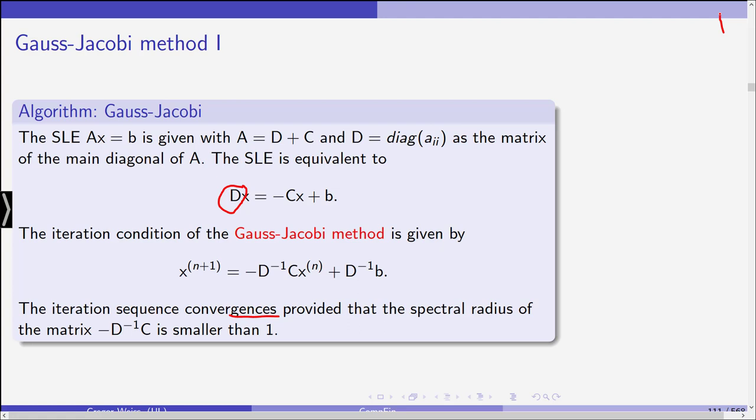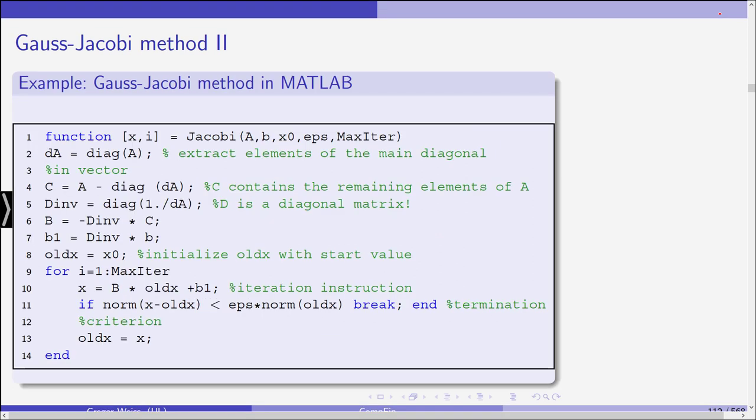This is where we need the spectral radius, actually. I'm not proving it, but you need to know the spectral radius of this matrix, and then it converges or it doesn't converge. So let's do this in a small MATLAB example.